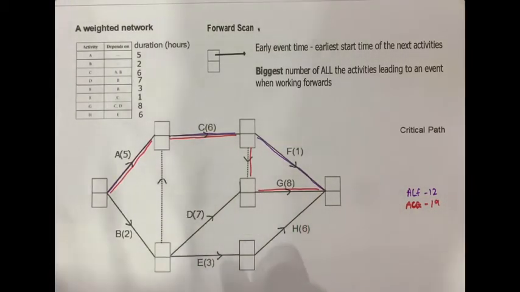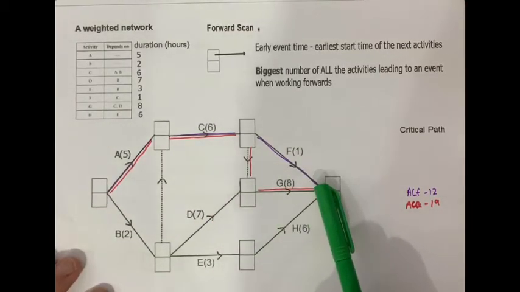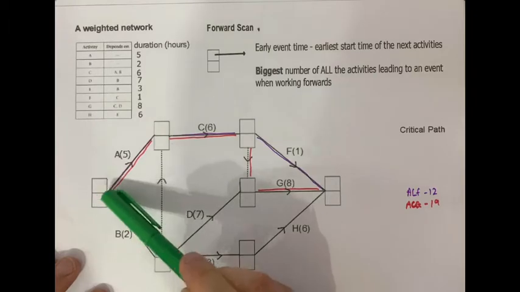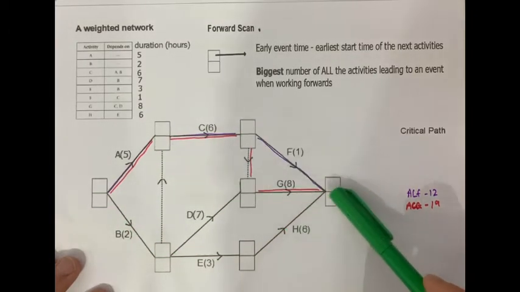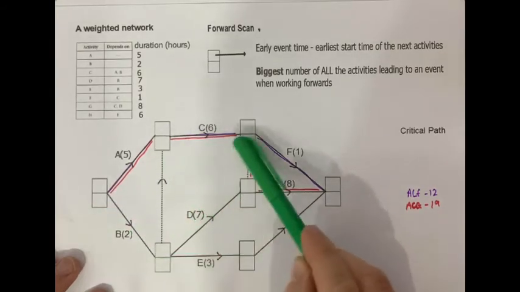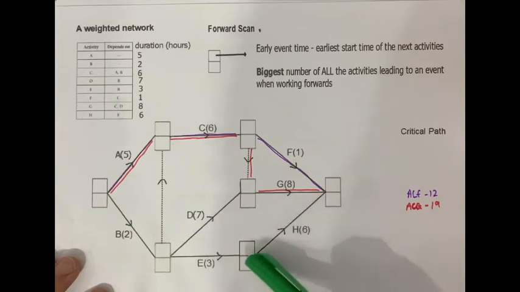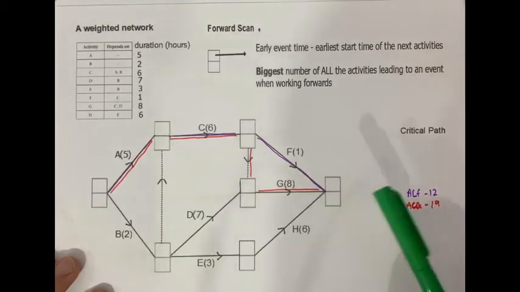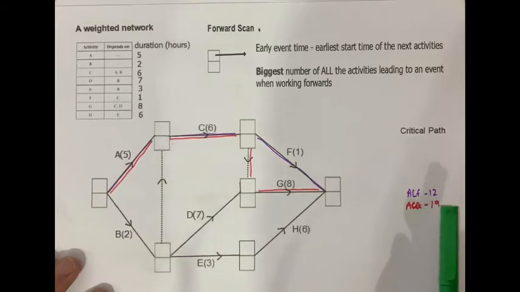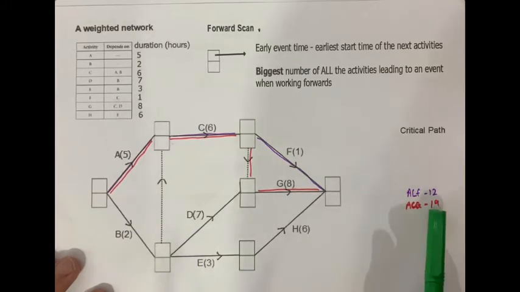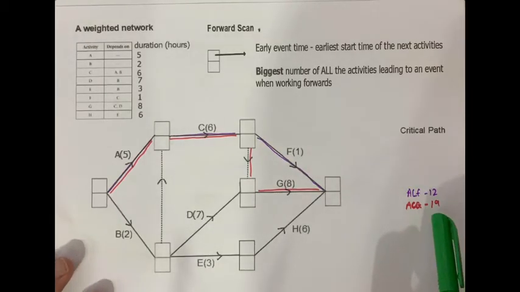Let's see if I can get a longer one. 2, 9, 17, 2, 8, 16, 2, 8, 9, 2, 5, 11. So there's no way of getting a longer path than ACG, so that's what's called a critical path. There are easy ways to find it because it's quite a simple example, which we'll come on to later.